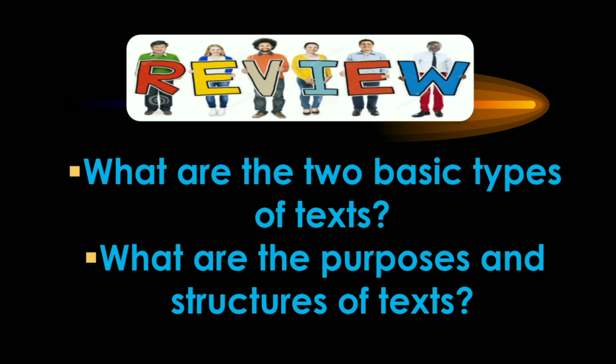Before we go on with the main lesson for today, let us first review our previous lesson. What are the two basic types of text? We have the factual or informational text and the literary text. What are the purposes of text? Number 1 is to entertain, 2 is to inform, and 3 is to persuade.